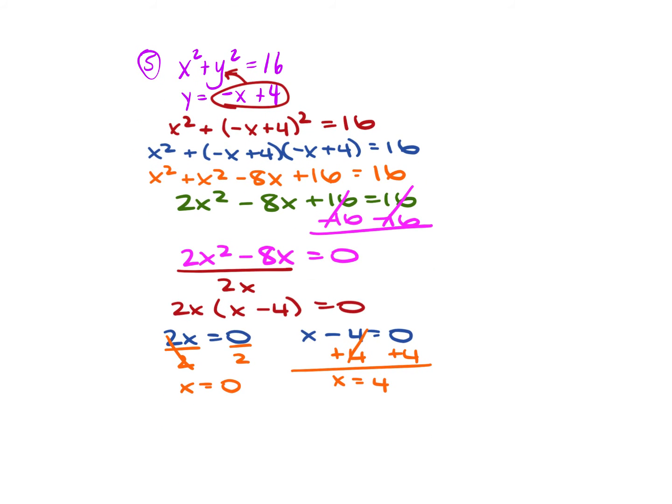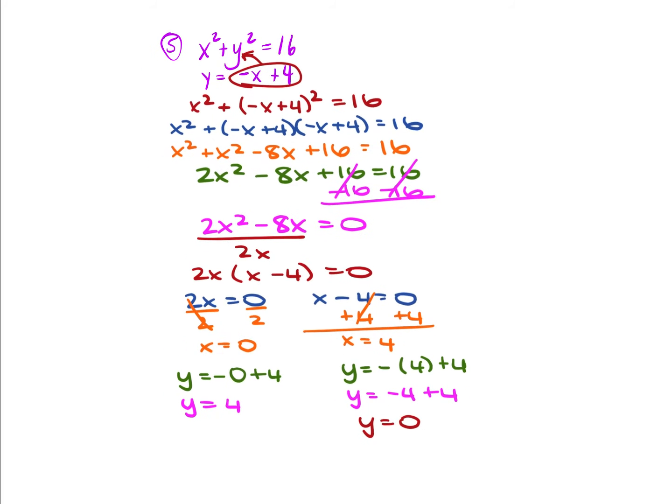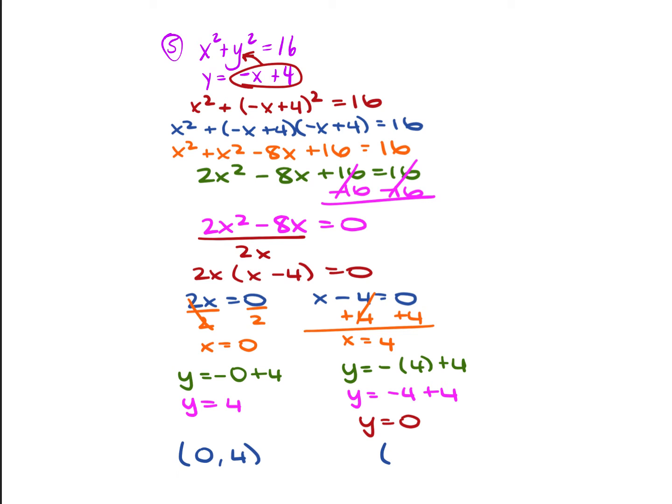Now we can use that y is equal to negative x plus 4 for both of these. So we're going to have y is equal to negative 0 plus 4. 0 is never negative, so y is just equal to 4. We also are going to have y is equal to the opposite of 4 plus 4. So that gives us y is equal to negative 4 plus 4, which is 0. So you have 2 solutions here. One that is 0, 4, the other that is 4, 0.